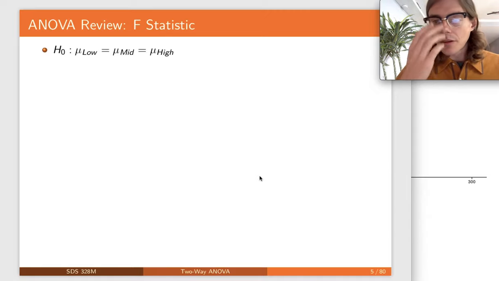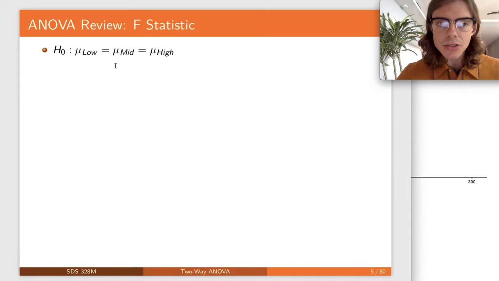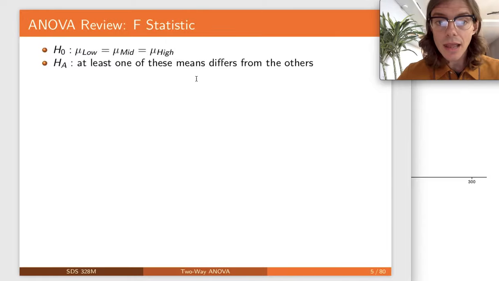So if you were to actually conduct this test, you'd say the null hypothesis is that the true mean tooth length for guinea pigs in the low dose group, the middle dose group, and the high dose group is equal, right? Which is to say dose has no effect on average tooth growth in the population. The alternative, of course, is that at least one of those is different from the others.